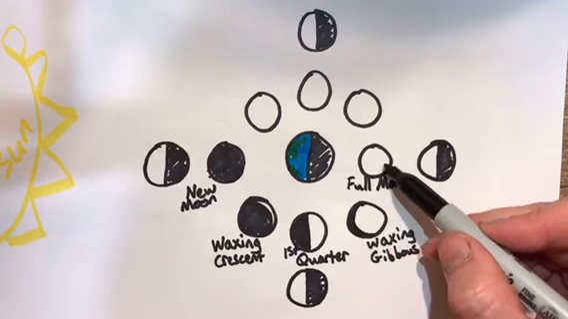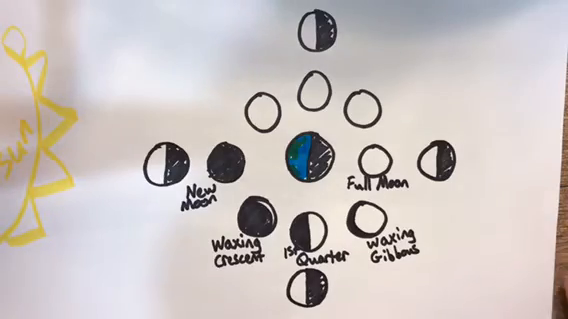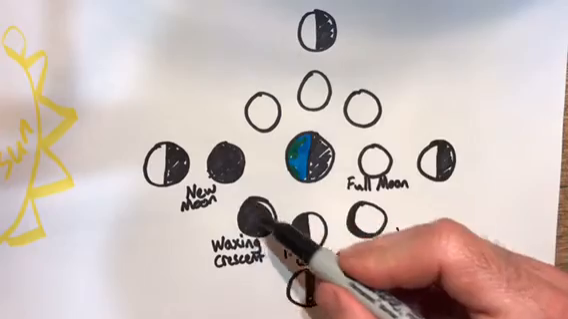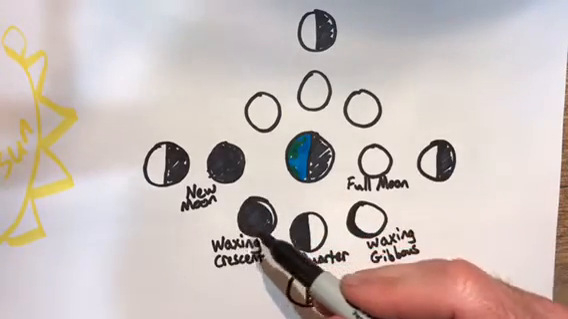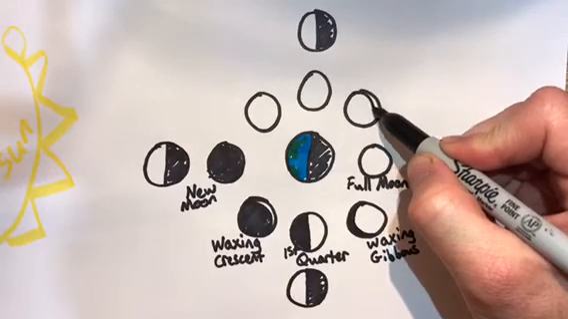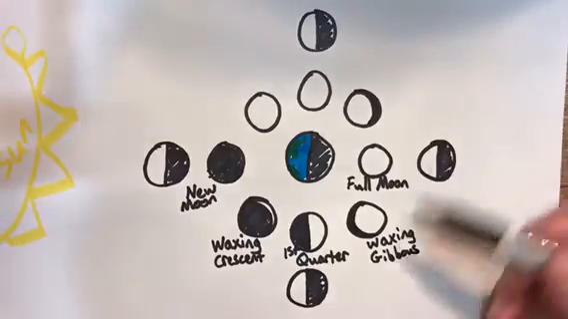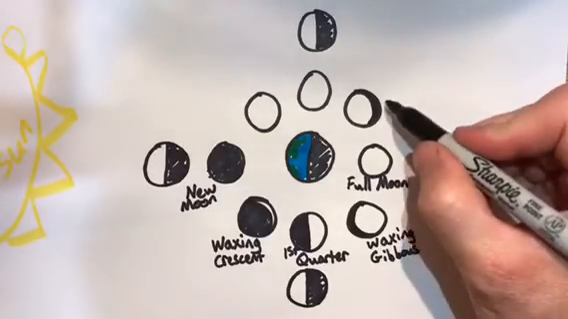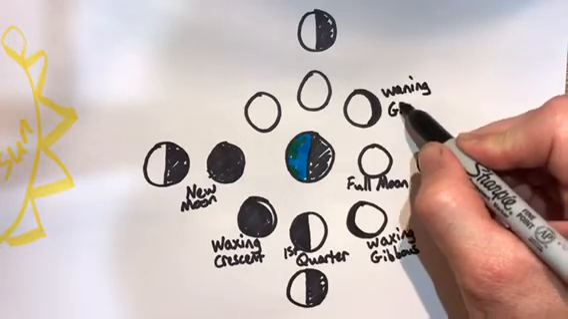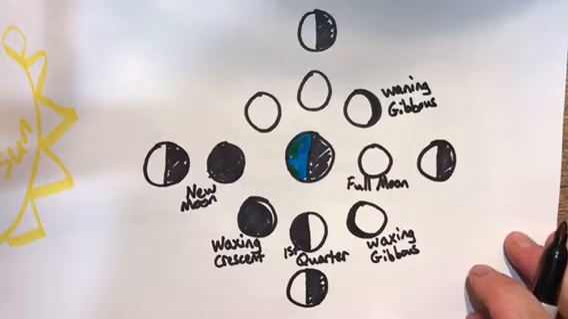And after we get to full, it begins to wane away, or the size of the lit up portion of the moon begins to shrink. But here our light was on the right, and we remember that light on the right is waxing. On the other side, the lit up portion is now on the left. And this would be opposite of a waxing gibbous. This is known as a waning gibbous.